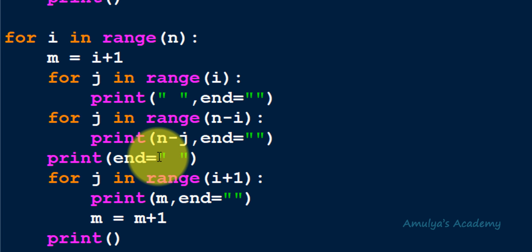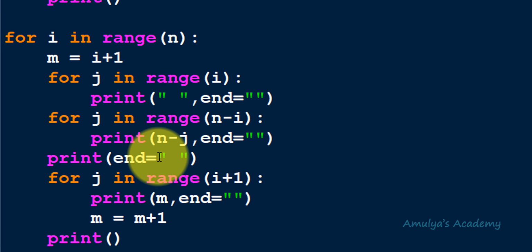Part 4. In part 4, we want to print 13579, 3579, 579, 79 and 9. In this pattern, you can see the difference between the numbers is 2. 3 minus 1, 2. 5 minus 3, 2. 7 minus 5, 2. 9 minus 7, 2. So the difference between the numbers is 2.